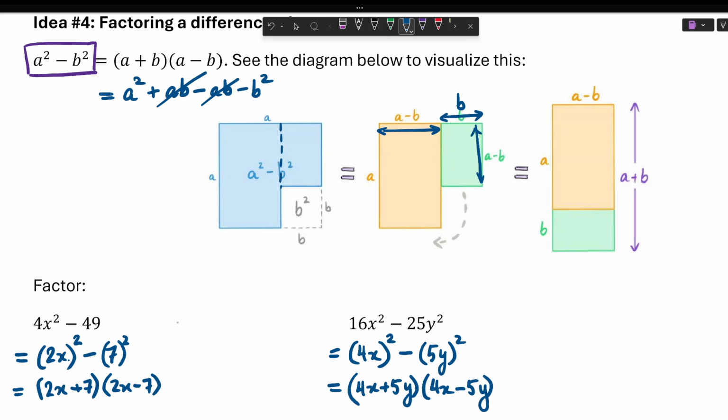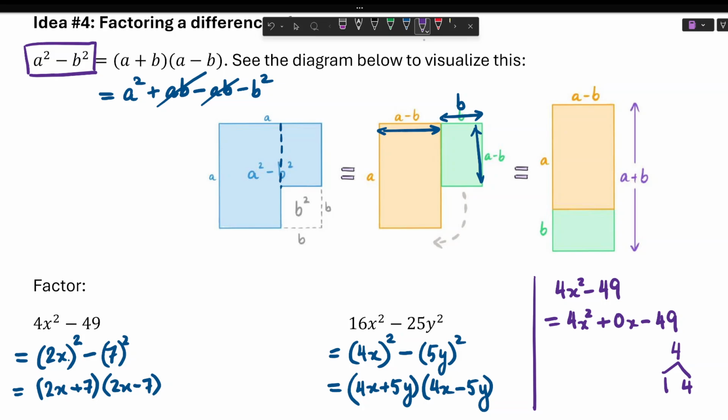Now, I did say that you should have this memorized, but in case you do forget, here's one way that you could do it with your normal trinomial factoring techniques. So let's say we did 4x squared minus 49 again. You can imagine that there's a 0x term in there. Okay, so how do you make a 0? Well, the same way as before. So let's list all of our factors.